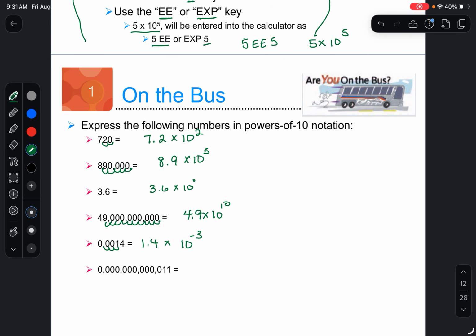Okay. And our next one again is a small number. So we're going 1, 2, 3, 4, 5, 6, 7, 8, 9, 10, 11. So we have 1.1 times 10 to the minus 11. Because remember, small numbers have negative exponents.